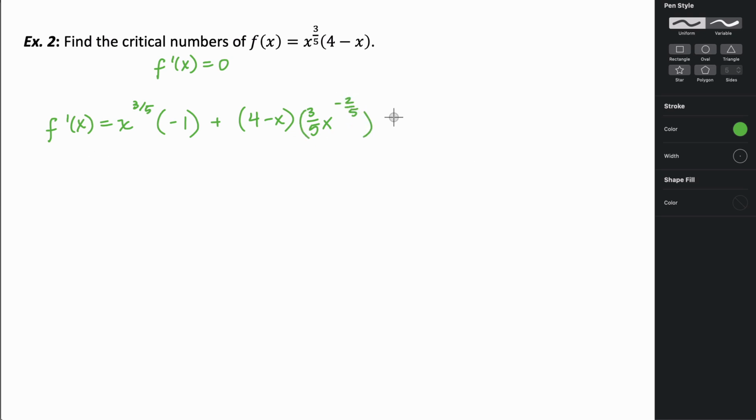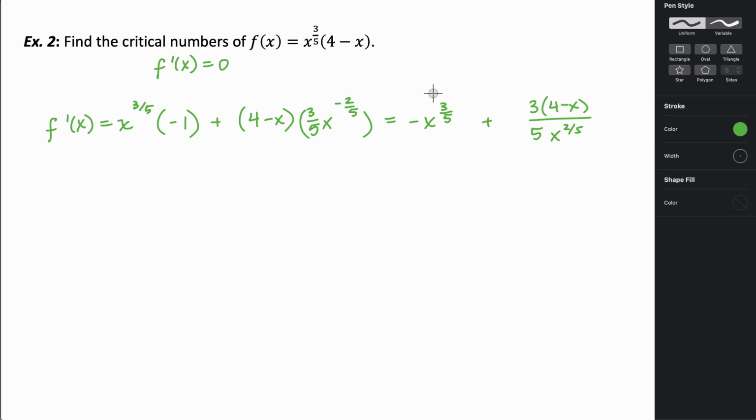And then we'll clean this up a little bit. We're going to get negative x to the 3/5 plus, this is going to be in my numerator and that's going to be in my denominator. So it's going to be 3 times 4 minus x all over 5 times x to the 2/5 power.